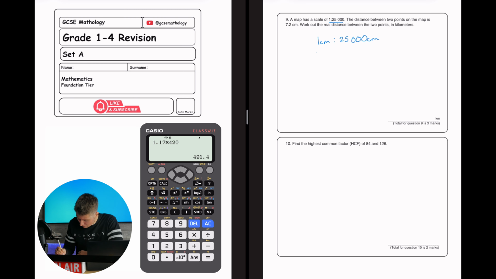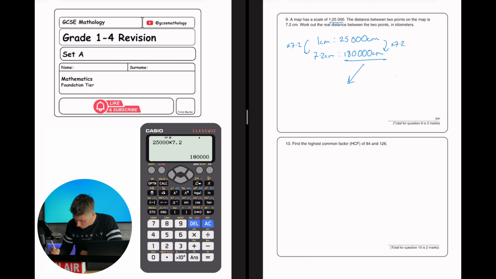So on the map we've got 7.2 centimeters. So if we multiply this by 7.2, then we need to multiply 25,000 centimeters by 7.2. So multiplying 25,000 by 7.2, on the calculator we're going to put 25,000 multiplied by 7.2, which is equal to 180,000. And this is in centimeters. So this is the real distance, 180,000 centimeters.